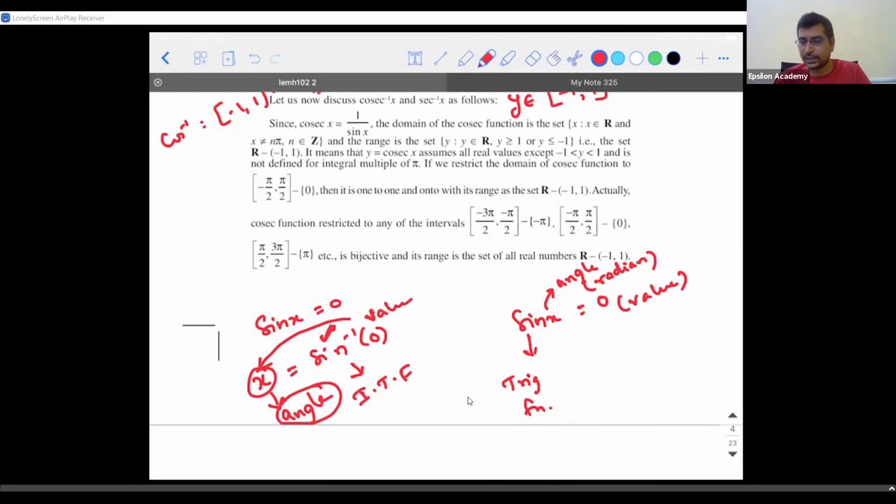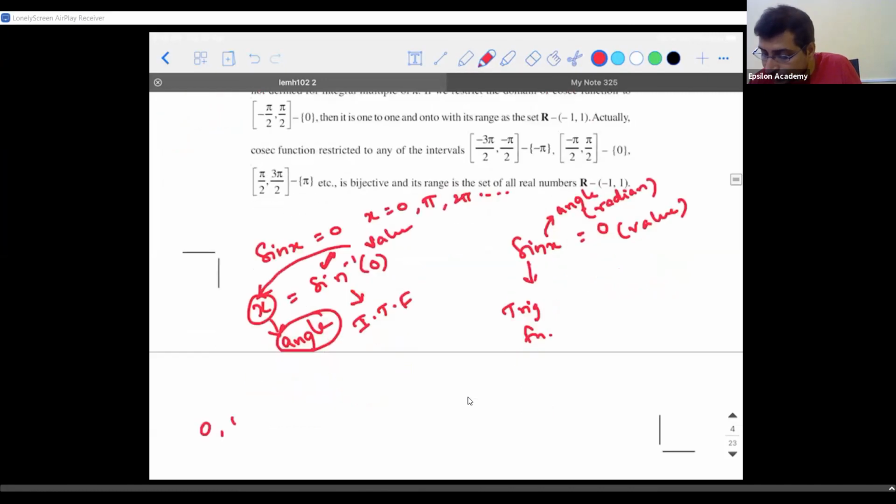Now be very careful. Now I am putting a question like this. When I ask you what is sin x is equal to 0, what did you say? x is equal to 0, pi, 2 pi, all these things you told, no. But if I ask you what is sine inverse of 0, will you be telling me that sine inverse of 0 is 0, pi, 2 pi, all these things? Answer is no. Sine inverse of 0 is only 0.